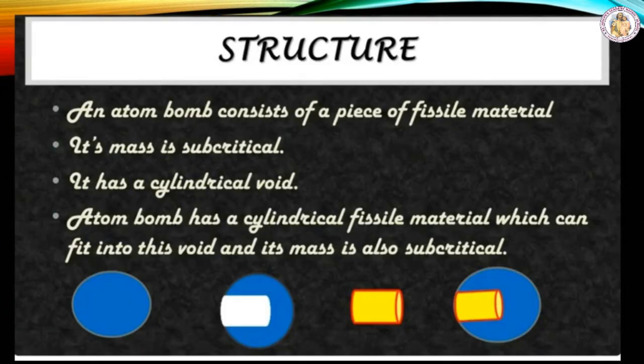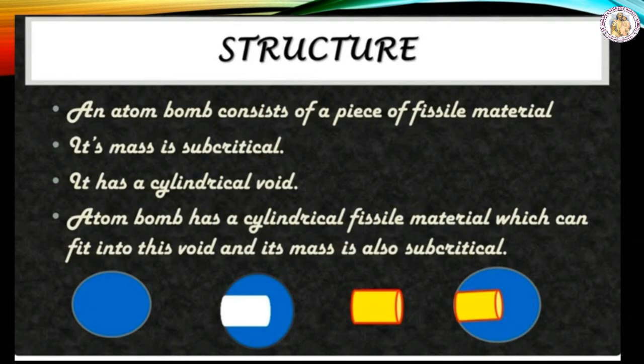Let's see the structure of an atom bomb. An atom bomb consists of a piece of fissile material whose mass is subcritical. That piece is given in the figure. This piece has a cylindrical void, a place to insert. It has a cylindrical fissile material which can fit into this void, and its mass is also subcritical. There is a place to fit that cylindrical fissile material.